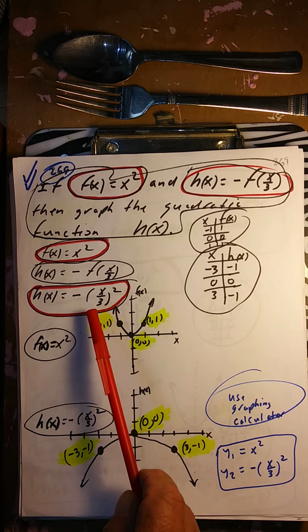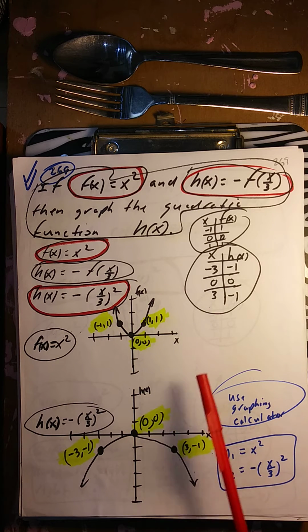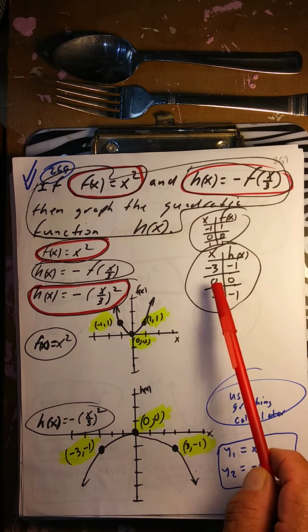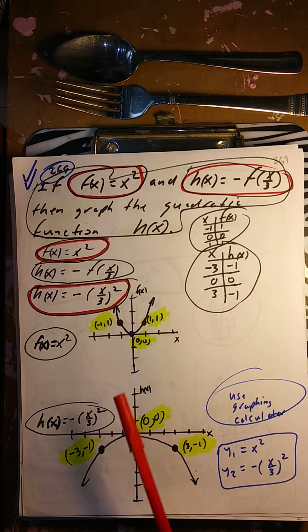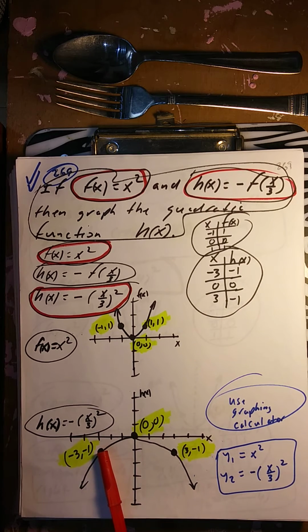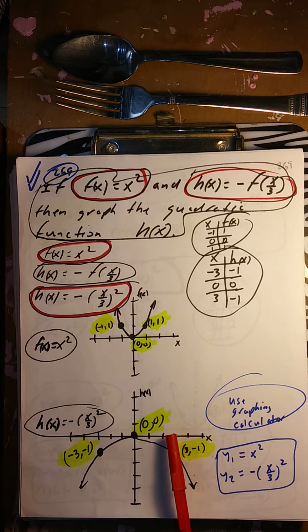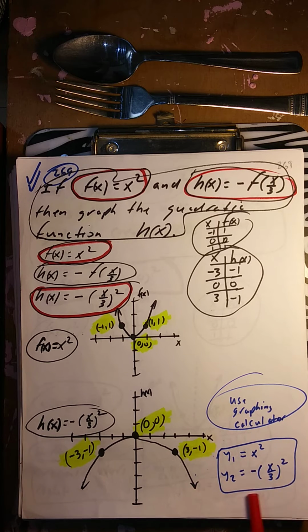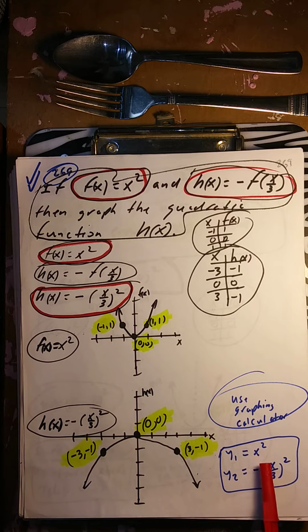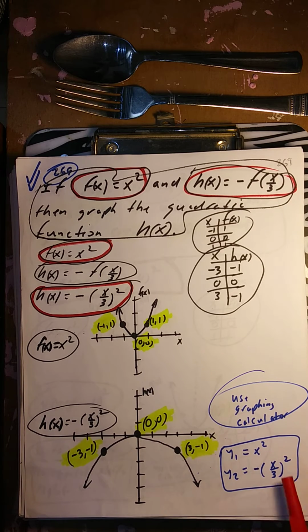It hasn't moved. But when I put these other numbers in there, when I put the negative 3, and I put the 0, and I put the 3, I ended up with these answers right here. So at negative 3, it's negative 1. At 0, 0. And at 3, it's negative 1. Again, I would use the graphing calculator right here. Original and negative parentheses x over 3 squared.